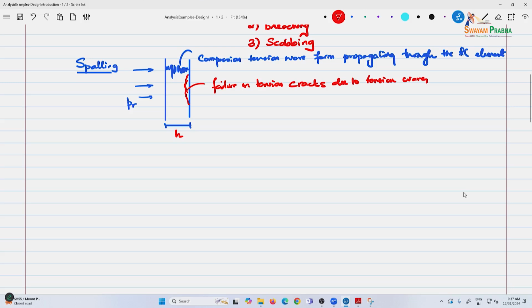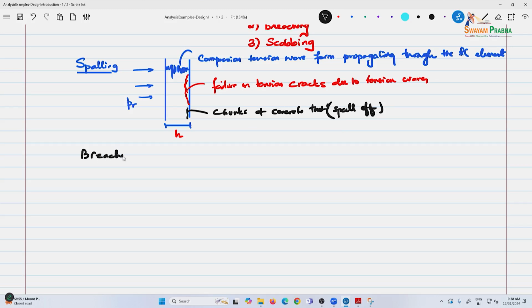Breaching is related. With spalling, you can see these are chunks of concrete that spall off. So these are not your flexural tensile cracks. Then breaching is a more severe form of spalling.